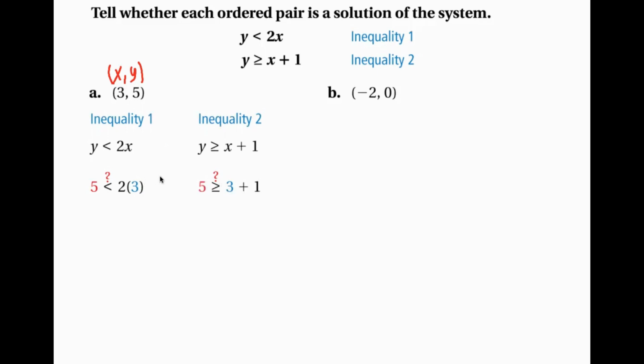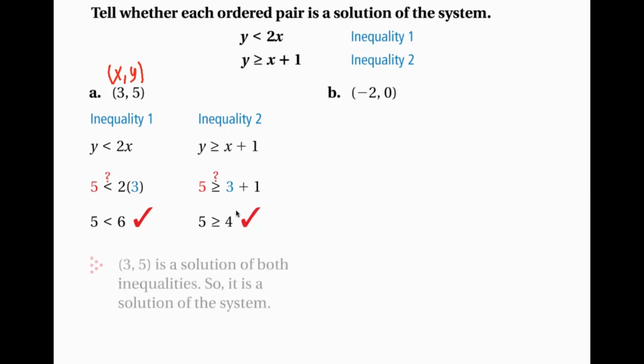And now you can just simplify this. For inequality 1, you would get 5 is less than 6. And for inequality 2, you would get 5 is greater than or equal to 4. Now you just evaluate whether those inequalities are true. 5 is less than 6, so that checks out. And 5 is greater than or equal to 4, so that also checks out. So we can conclude that 3, 5 is a solution of both inequalities, and since it satisfies both of our inequalities, it is considered a solution of the system.